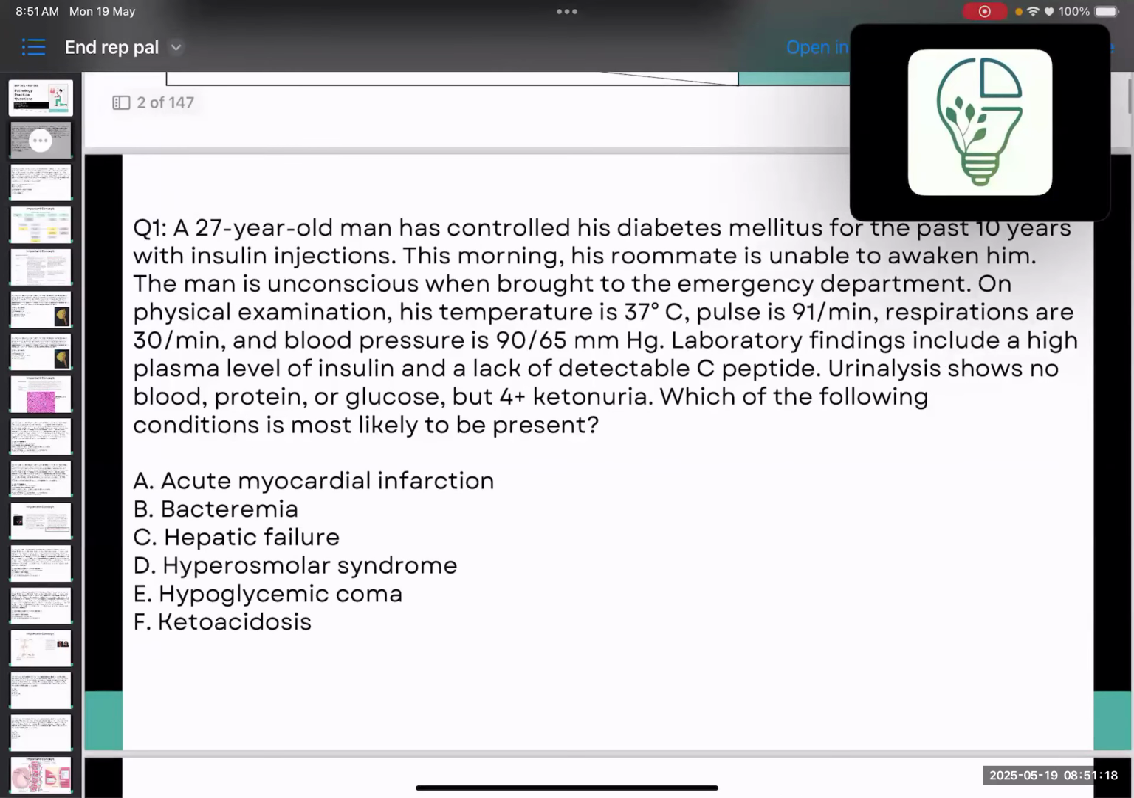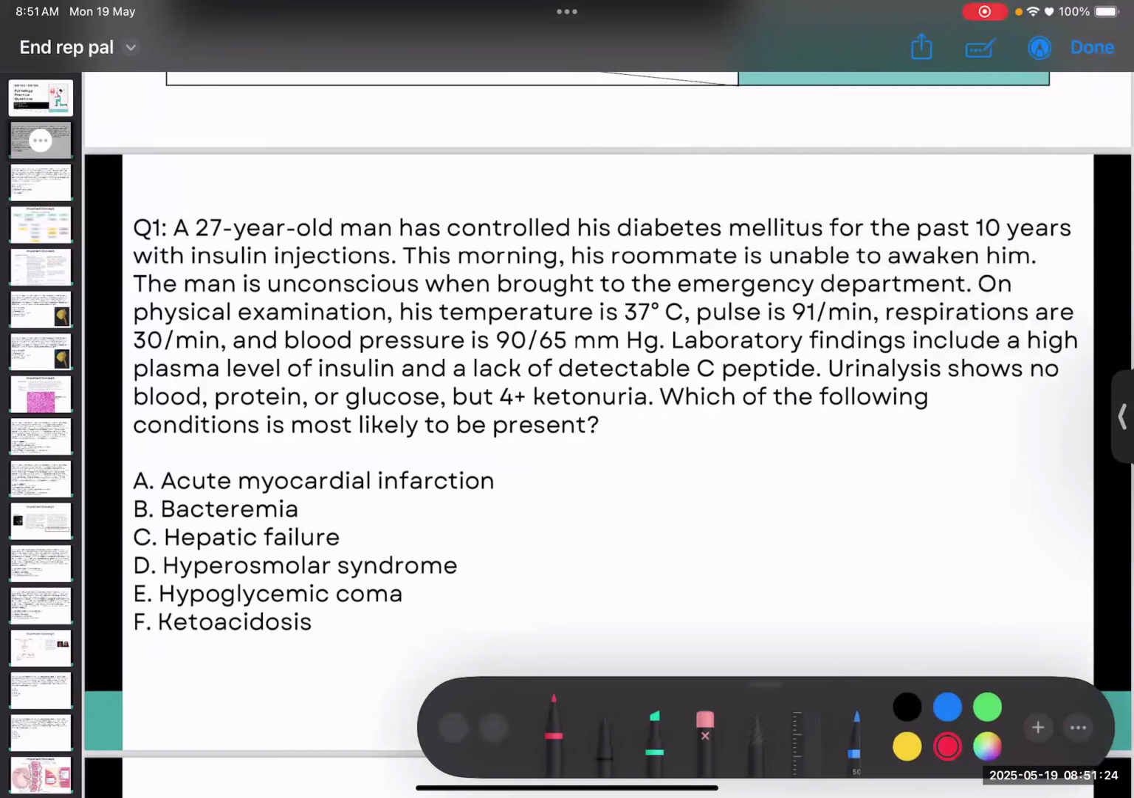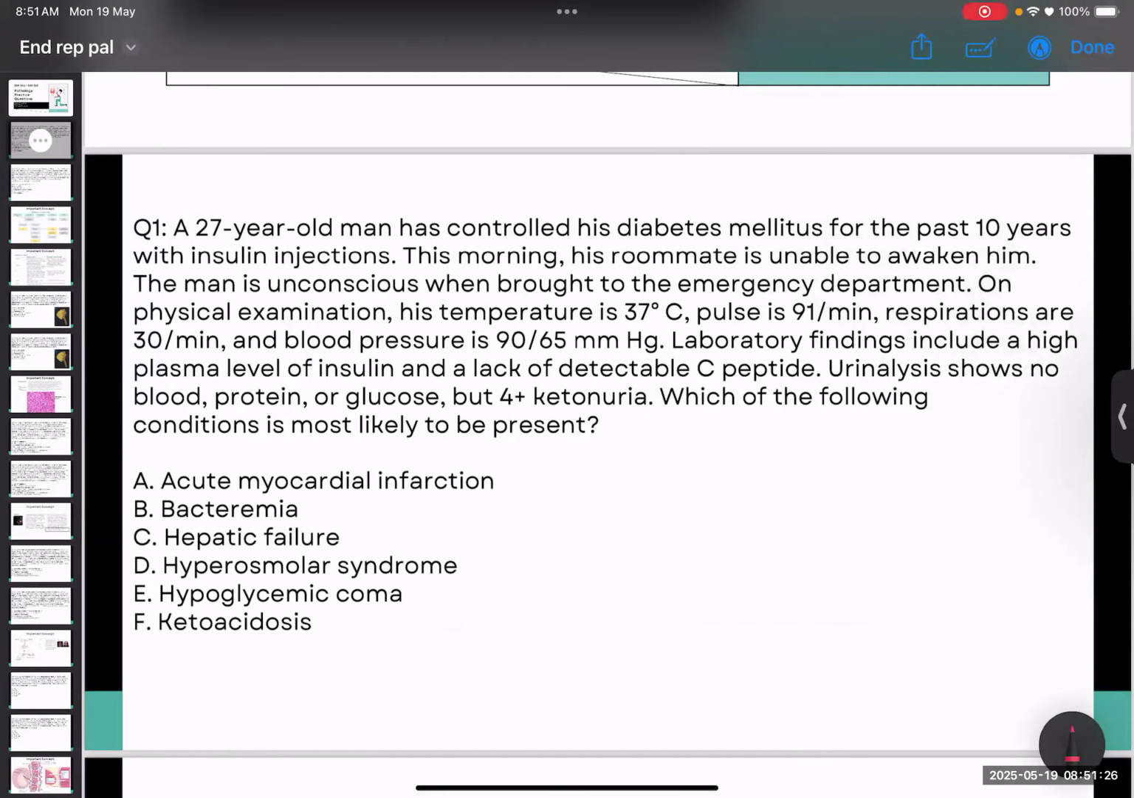Starting off with question number one. Okay, so here we have a 27-year-old man. He's controlled his diabetes mellitus, and since he's 27 years old, this is probably type 1 diabetes.